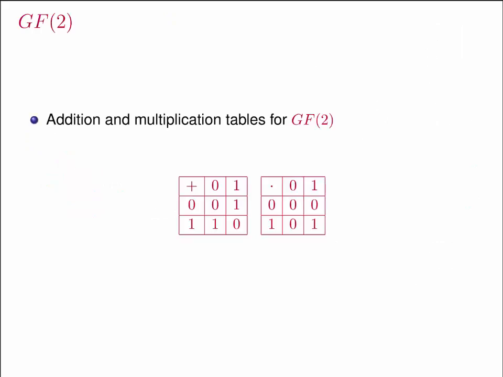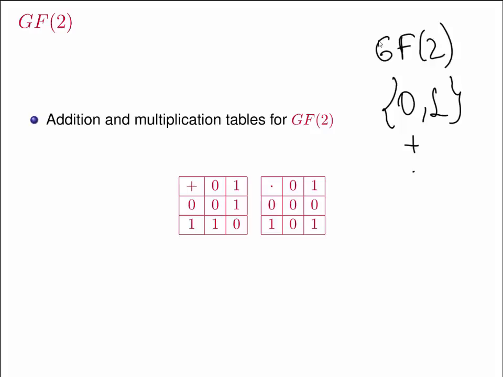So now let's consider a basic field which is called GF2, a Galois field with 2 elements. In this case, the field will include just 0 and 1, and the operations addition and multiplication are defined using traditional addition and multiplication modulo 2.